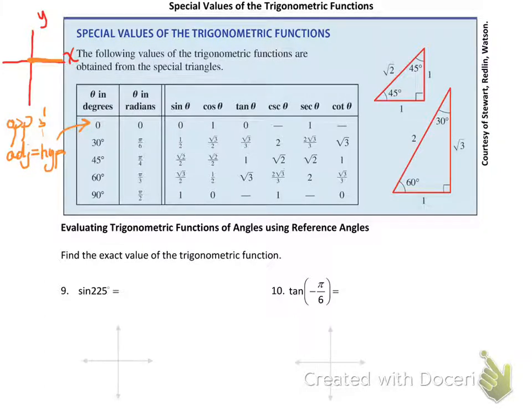Now, with 90, if it's something like this, it's very similar, except there's no width. So now we have adjacent that equals 0, and our opposite and hypotenuse are equal. So they equal one another, which is where 90 degrees comes from.